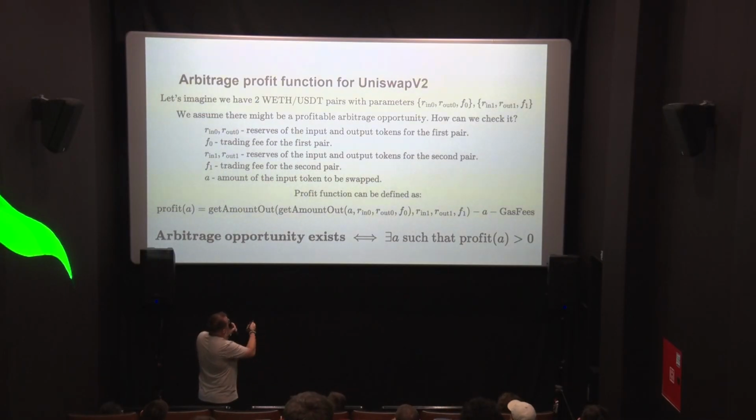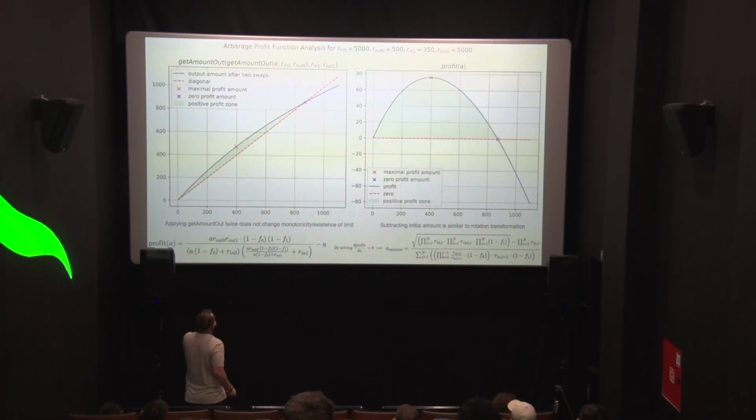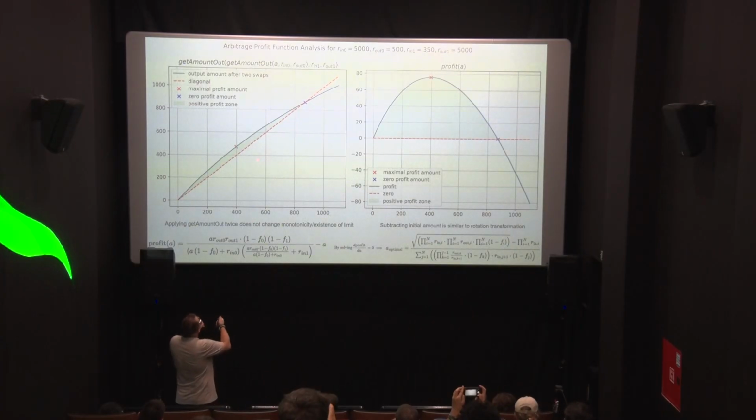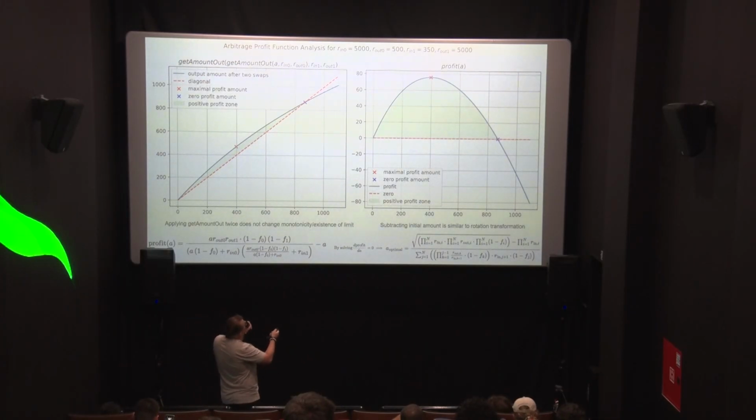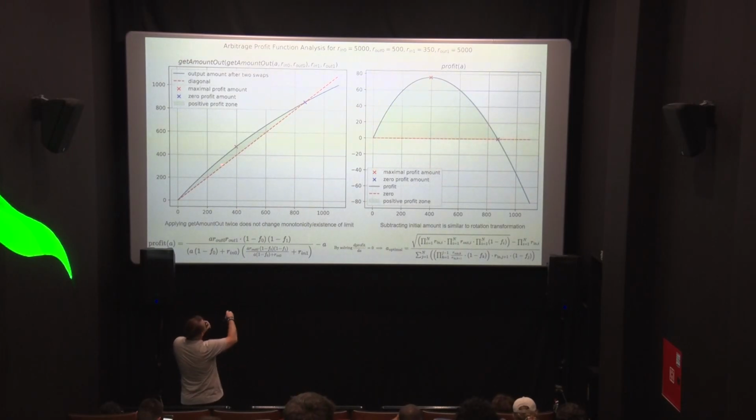This difference must be greater than 0. In order to check that, I suggest approaching this problem by looking at the graphs. Here in the left part of the slide, we have the plot for the get amount out function applied twice. This is the dependence between the input amount of tokens and the output amount of tokens after two swaps. And the right plot is the graph for the profit function, which is derived from the left plot by subtracting the initial amount. The initial amount is this red line.